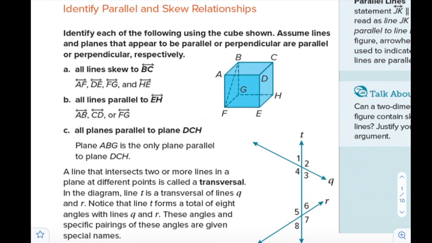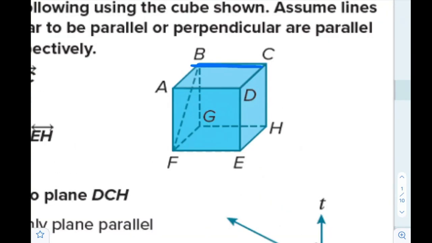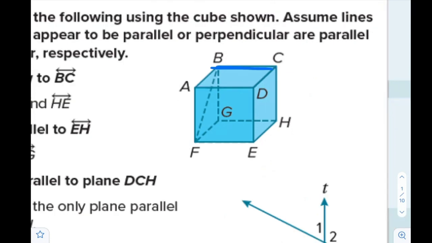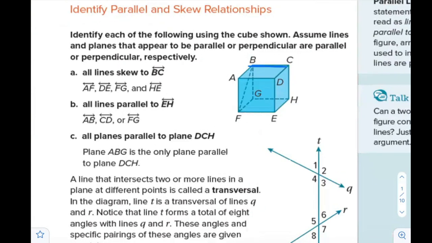All lines skew to BC. This is line BC. What are the lines skew to BC? Now, if you look at AD here, for example, line AD does not intersect with BC, but they are both in the same plane, which is the surface. So we cannot say that these lines are skew, they are parallel. But he is asking you to find skew lines to BC.